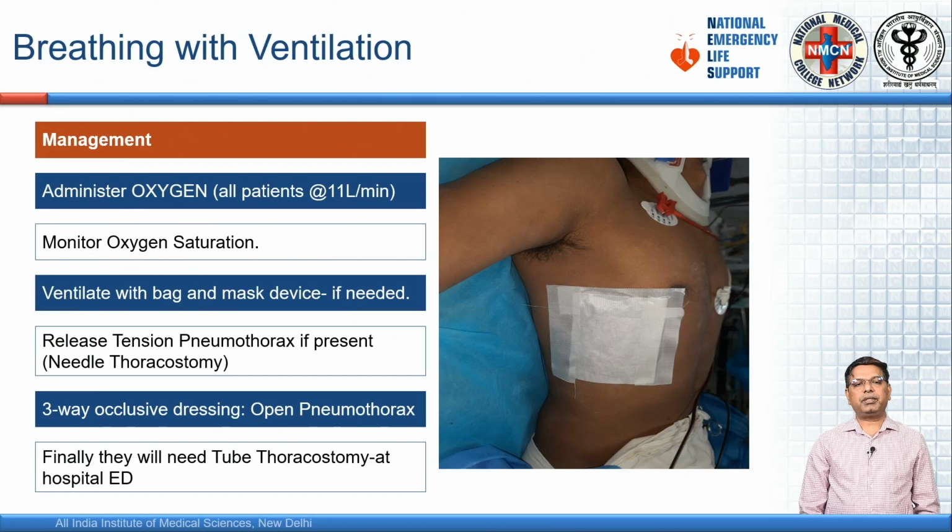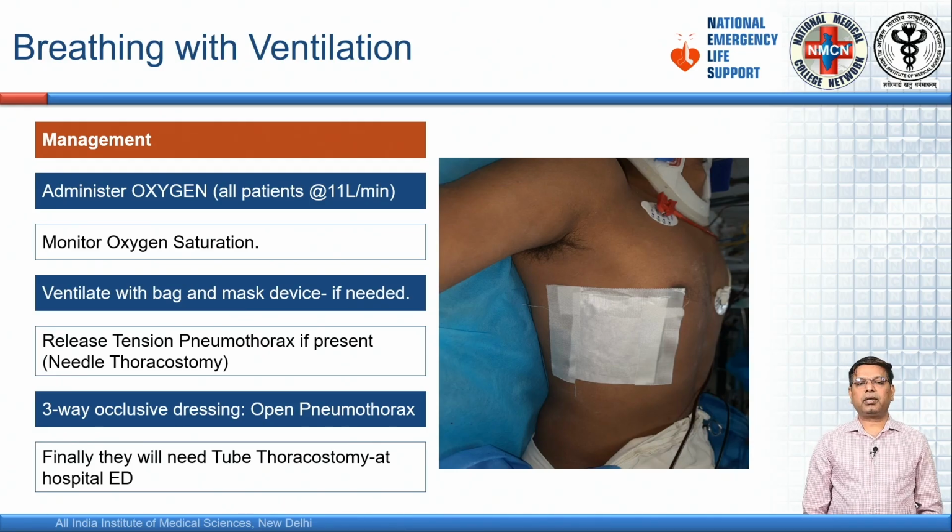So, always administer high flow oxygen, 15 liters per minute. Monitor saturation, keep the saturation more than 94%. If required, go for bag mask ventilation. If you are suspecting tension pneumothorax, that means breath sound is absent on one side and saturation is falling, BP is falling, then think that this patient is having tension pneumothorax. Go for needle thoracocentesis followed by chest tube insertion.